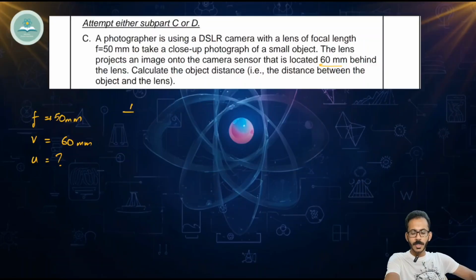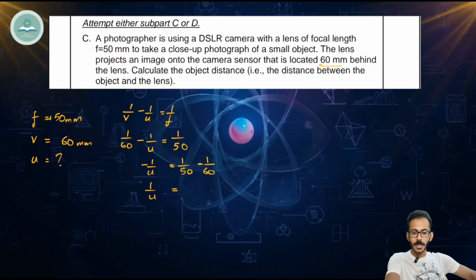We know the lens formula, 1 by V minus 1 by U is equal to 1 by F. Substitute all the values. 1 by V is 1 by 60 minus 1 by U, we don't know, is equal to 1 by focal length, 50 mm. Now I'll keep this 1 by U here, is equal to 1 by 50 minus 1 by 60. I'll multiply everything with a negative, so I'll get 1 by U is equal to, this negative becomes positive, this one becomes negative, so I can write it like 1 by 60 minus 1 by 50.